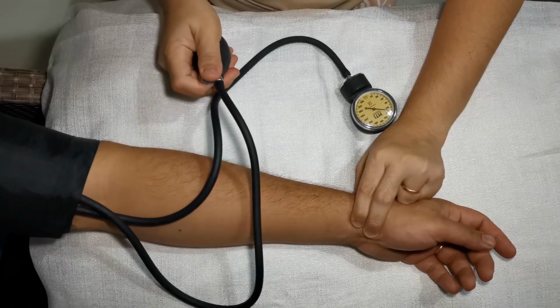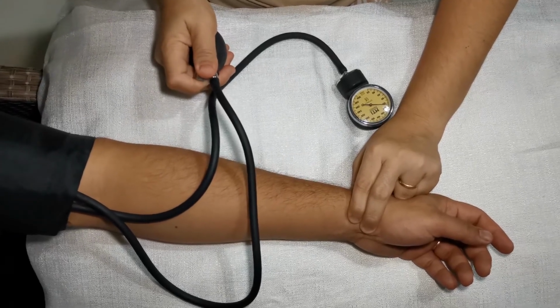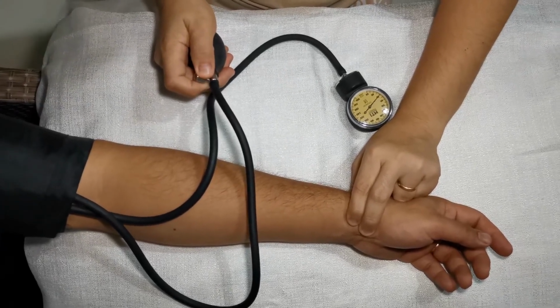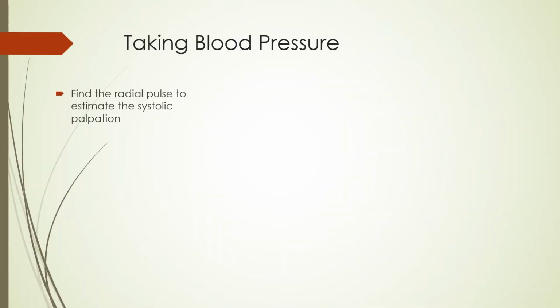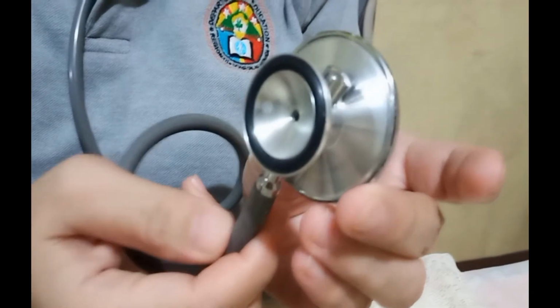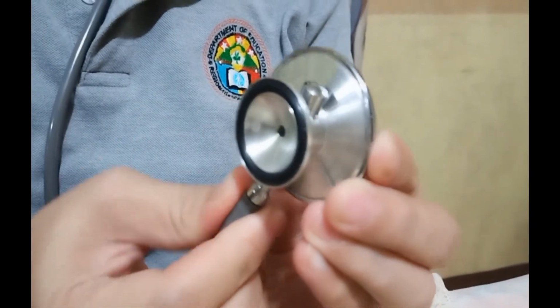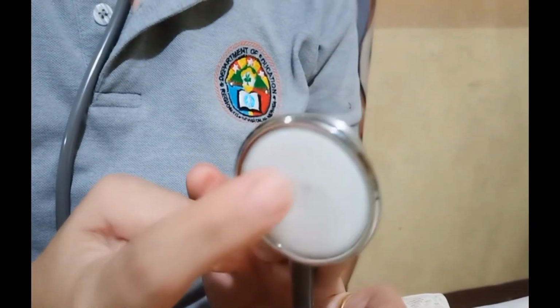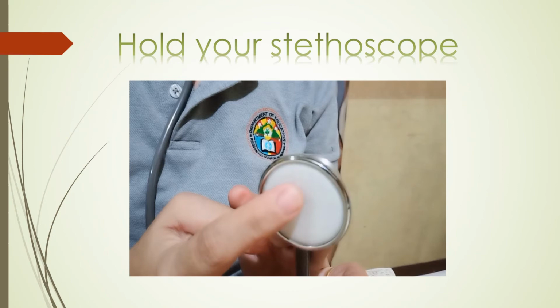Deflate the valve counterclockwise. Take the number and add 30 mm of mercury. That's where you are going to inflate the cuff when you are taking blood pressure. Hold the stethoscope. Put the ear tips into your ears. Twist this and tap the diaphragm to check for the noise.